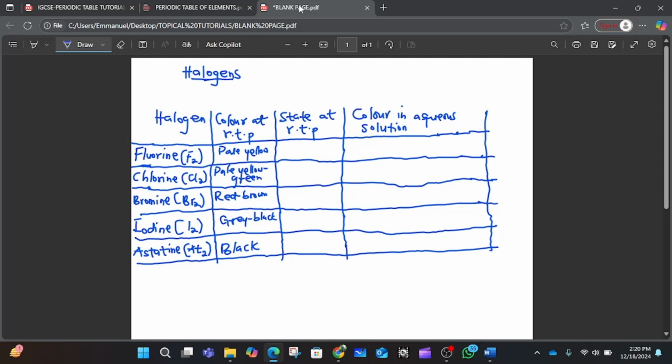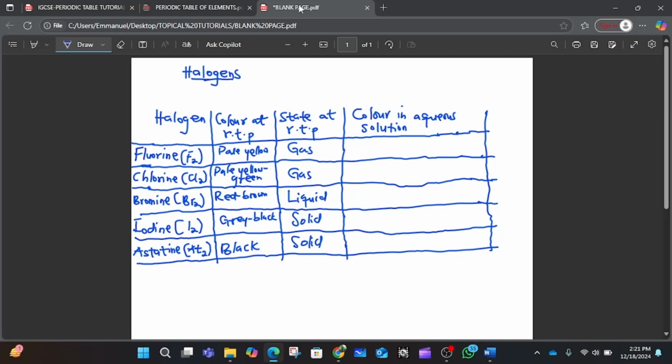For the state, fluorine is a gas. So fluorine is a pale yellow gas. Chlorine is also a gas. Bromine is a liquid. So it is a red-brown liquid. Iodine is a solid. Astatine is a solid. And there is also one last one that I know we'll be talking about. That is tennessine. It is also a solid. That is the last halogen under astatine.